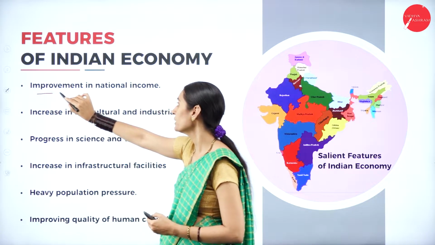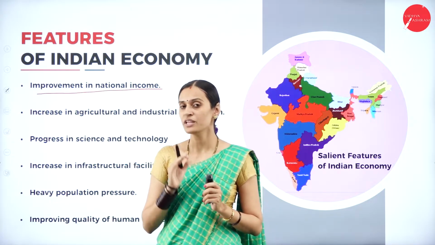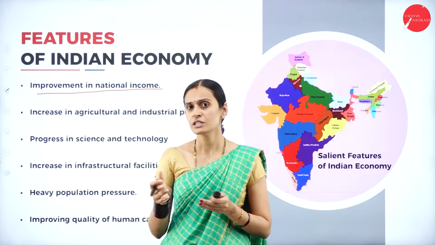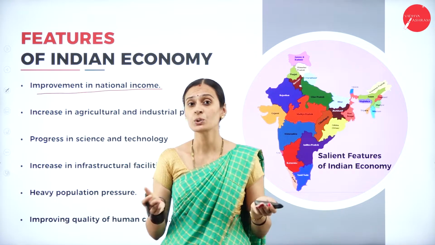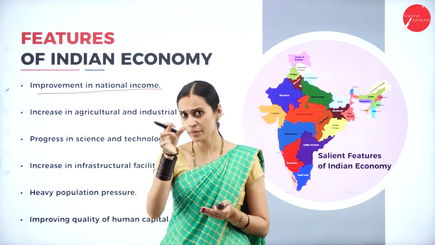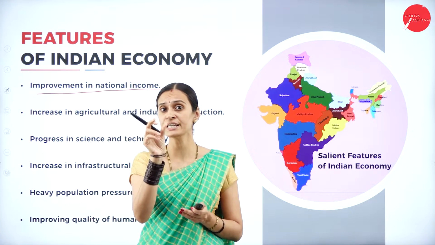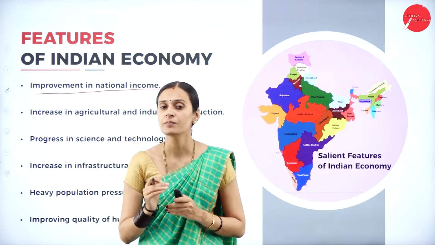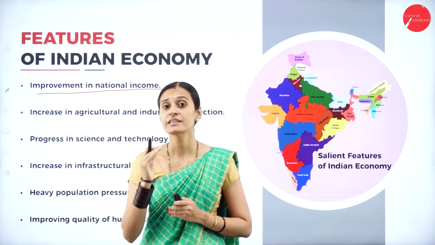First one, improvement in national income. The first feature starts from income. Because national income, or per capita GNI, or different concepts of national income like GDP, NNP, per capita income, everything states the economic system of a country. That is why we consider national income a major indicator of the economic status of a country. So what is the feature of the Indian economy? We are improving in national income.